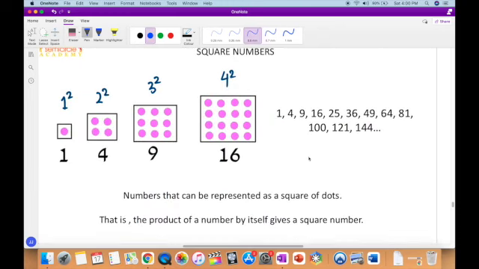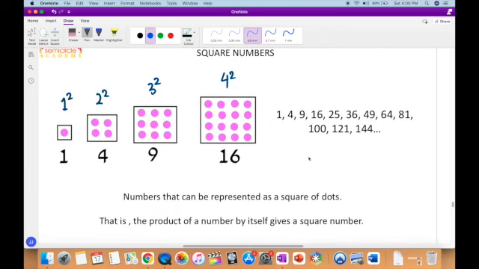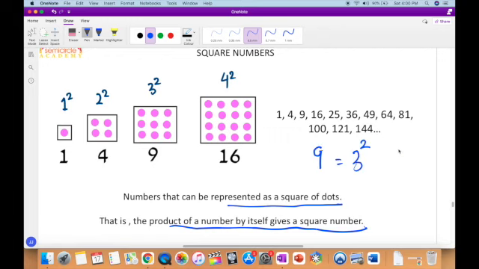Now we have square numbers, and yes, you are going to have to draw these diagrams. What is a square number? Numbers that can be represented as a square of dots, that is, the product of a number by itself gives a square. Like how I was saying, 9 is a square number because it's really 3 squared. So I could have a square with 3 times 3 on either side, and I have 9 dots.